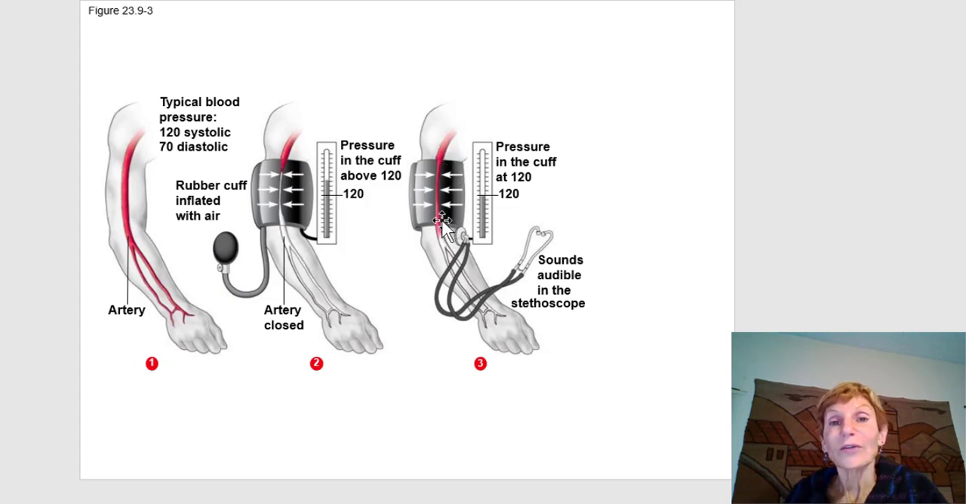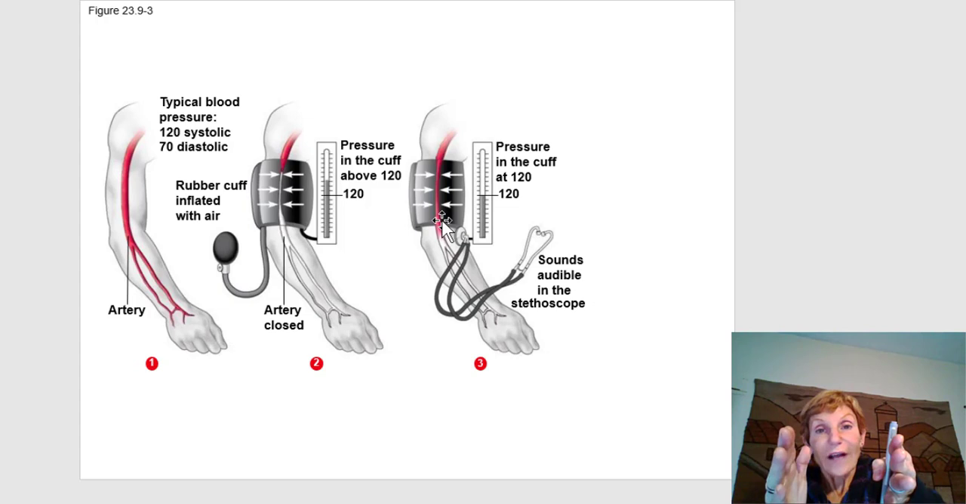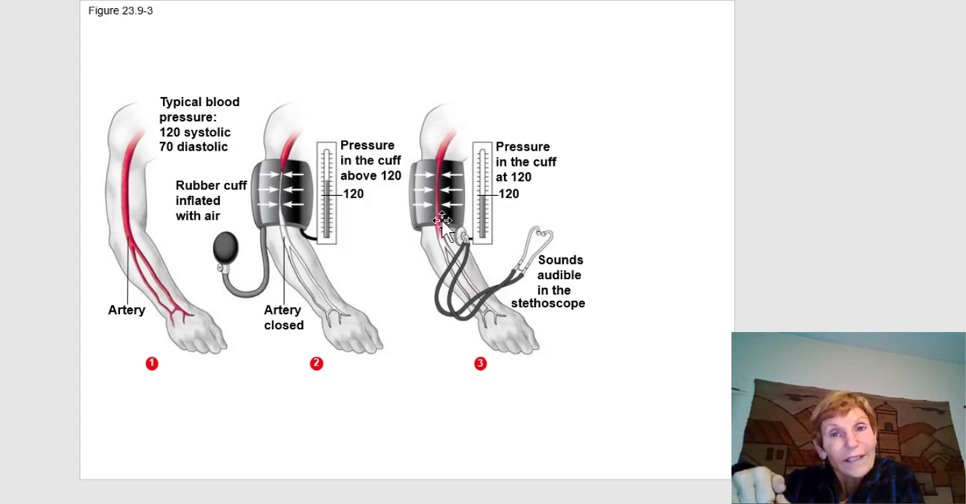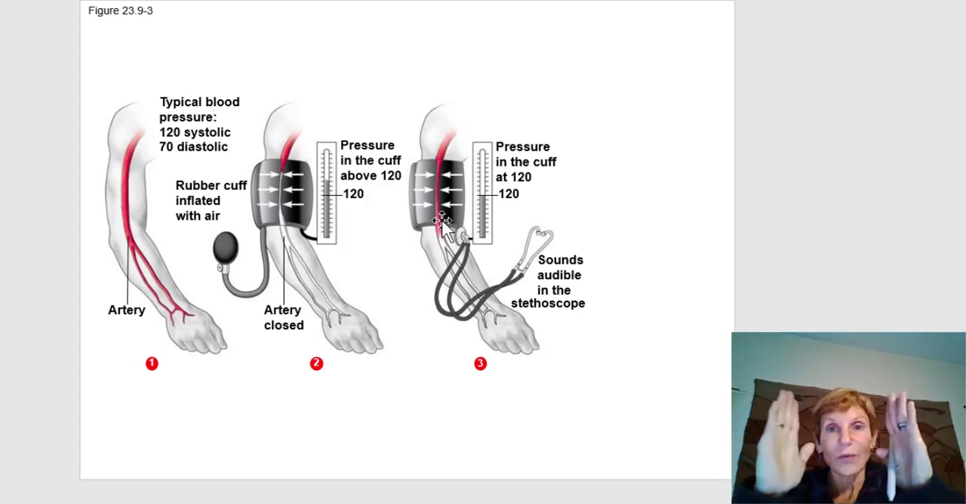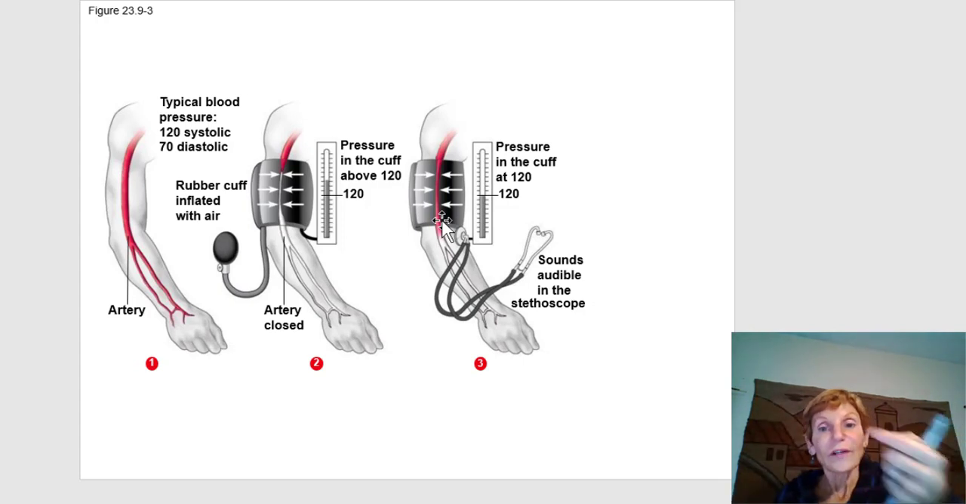Now, as you're reducing the pressure with the cuff, once it gets to the point where it's starting to leak through, that means the pressure this way and the pressure this way is equal, and that is your systolic pressure. So that's your upper number.